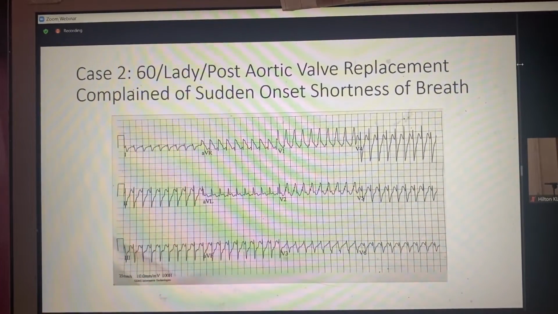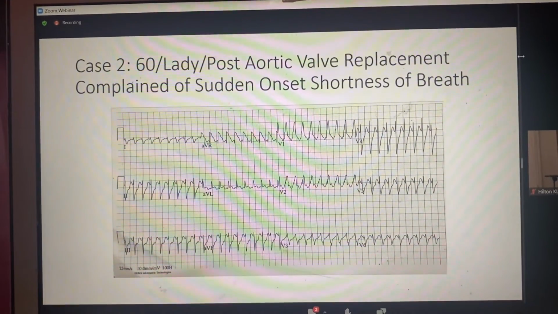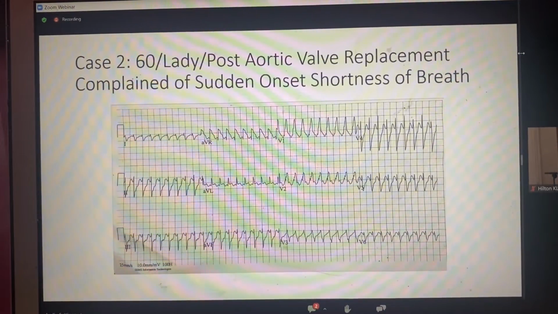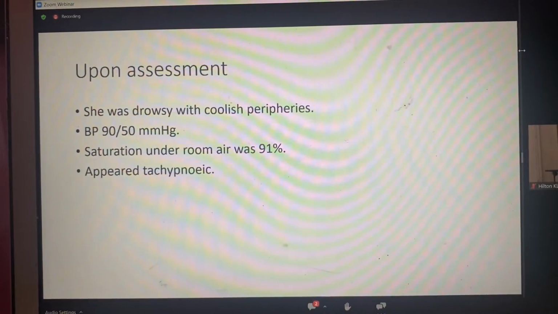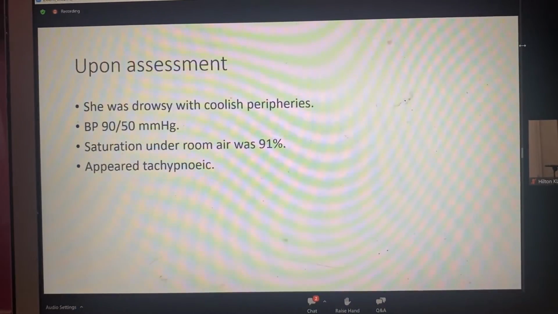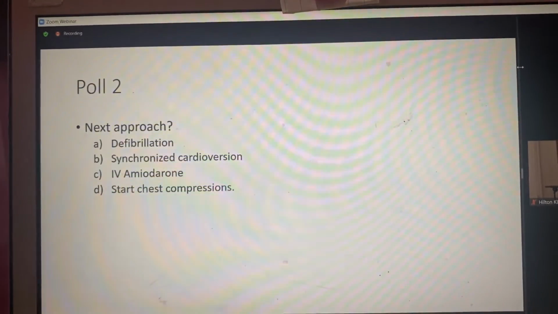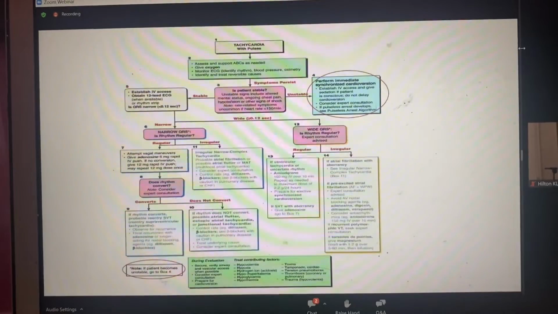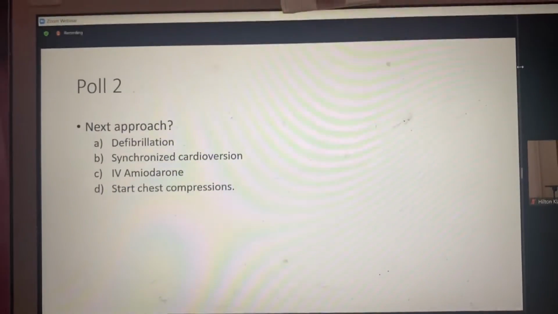So this is the ECG on presentation. Does it look wide? Does it look regular or irregular, or is it narrow? But clinically she's drowsy, BP borderline. Saturation, she's clearly not saturating well and appears in respiratory distress. Okay, go to the poll.